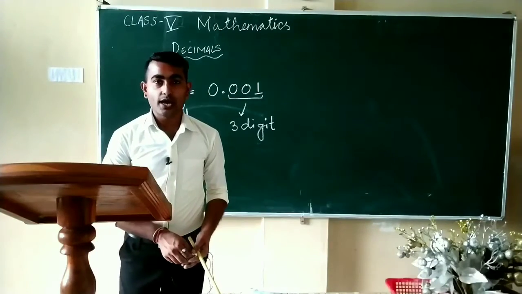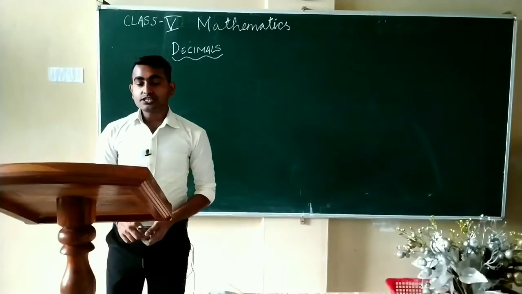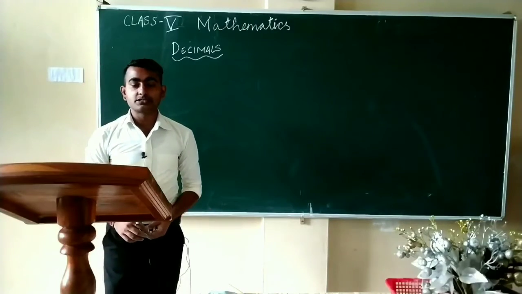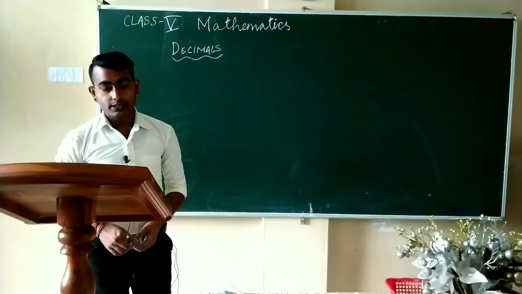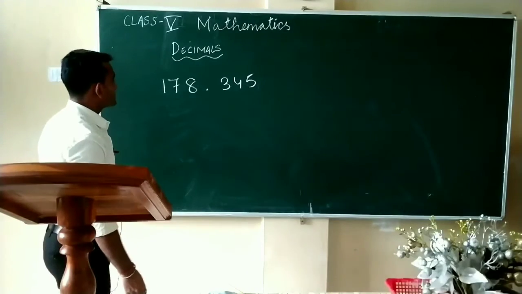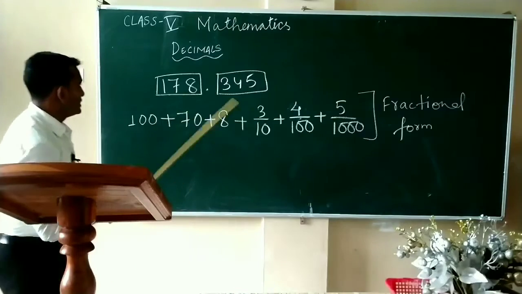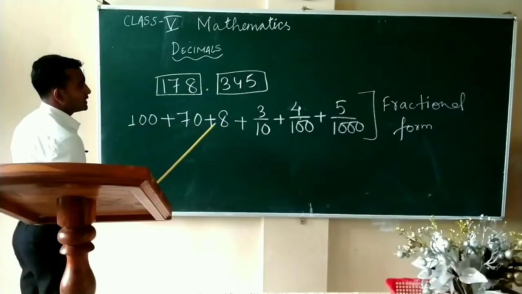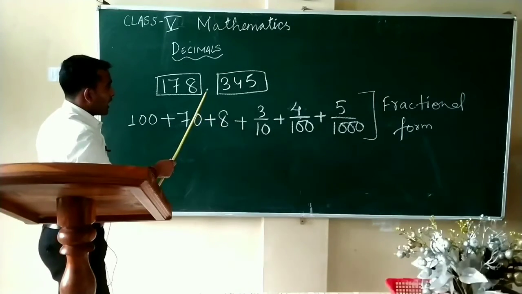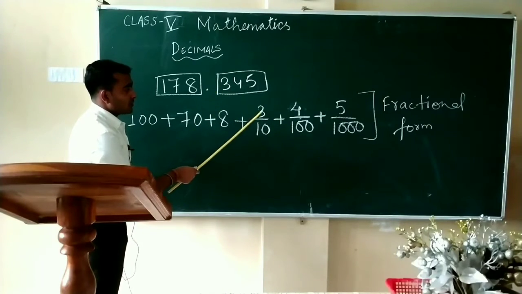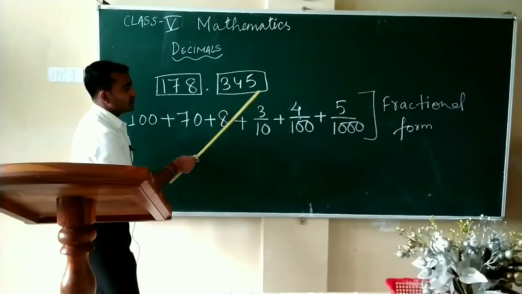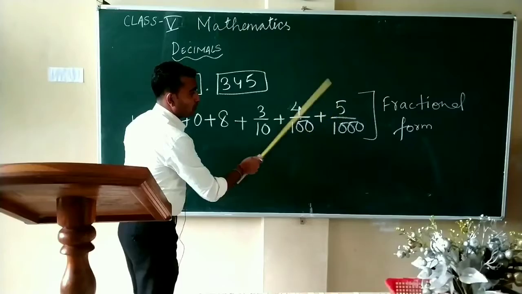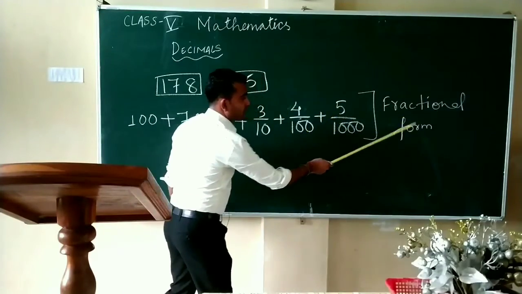Okay? Place value and decimal. By using the place value chart, we can write the expanded form of any decimal number. Take the number. Now, in expanded form, this part can be written as 100 plus 70 plus 8. Okay? Now, after the decimal, the number can be written as 3 by 10 plus 4 by 100, and then 5 by 1000. This is in fractional form.